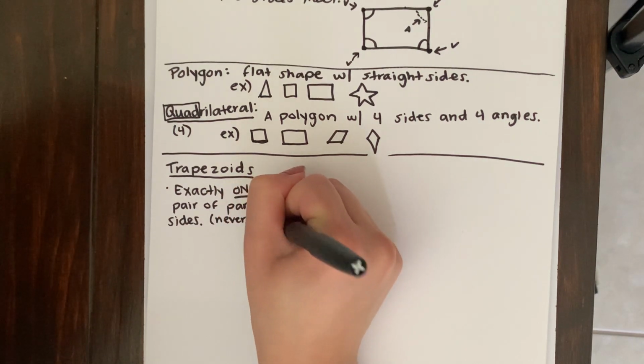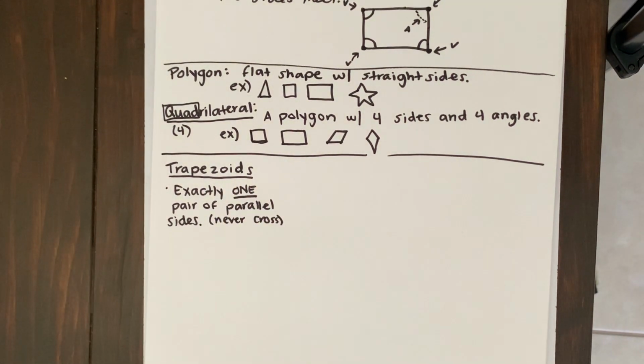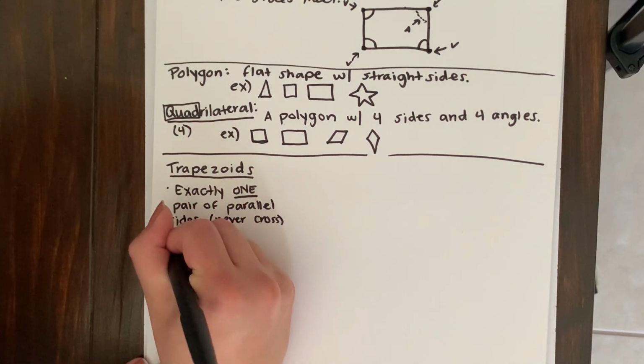And remember, that doesn't mean they just never cross in this shape. It means that they never ever ever will. If I were to draw that line forever and ever, it will not cross. If that rule is true, then those lines are parallel. If they will eventually intersect, then they are not parallel. So a trapezoid has to have only one pair of parallel sides. So I'm going to show you an example, okay?